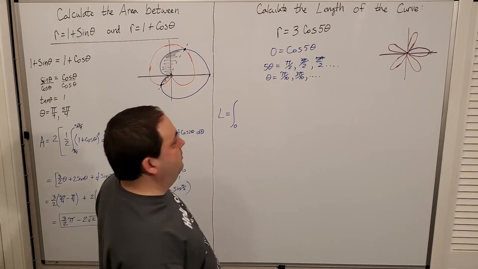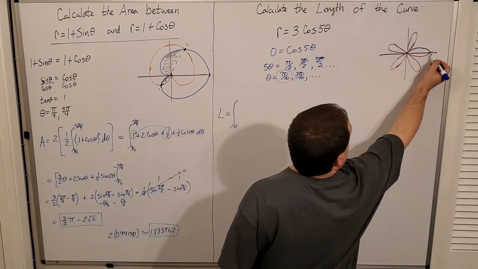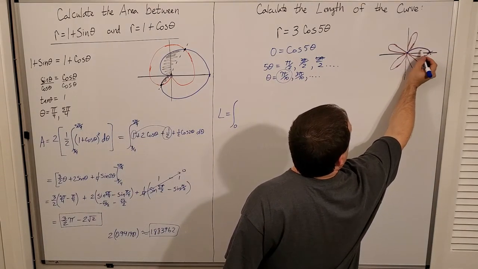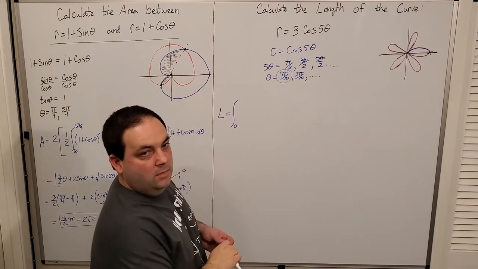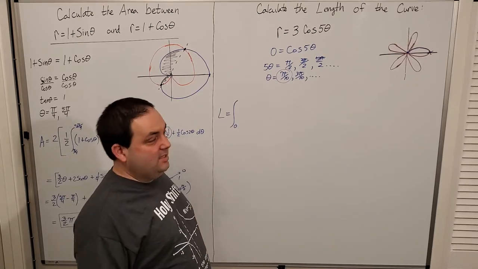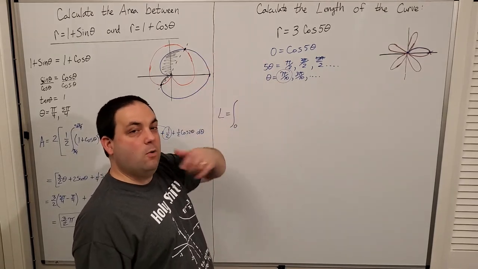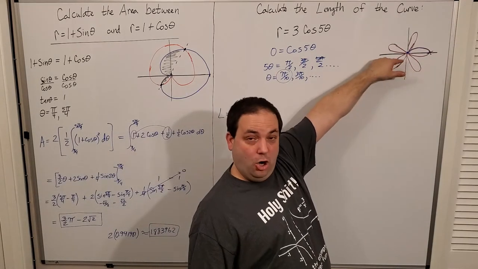Well, I only need the first one, pi over 10, right? So from 0 it hits the center here the first time at pi over 10, okay? Quick side note. You should realize that what that means is the period of the entire flower is pi, right? Because there's 10 half curves.